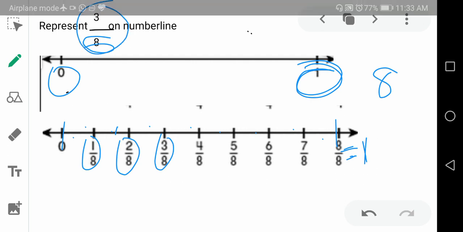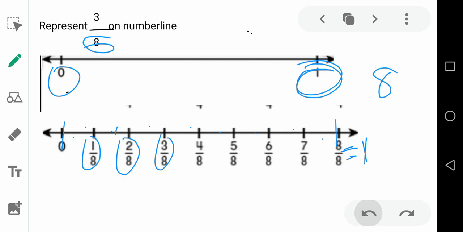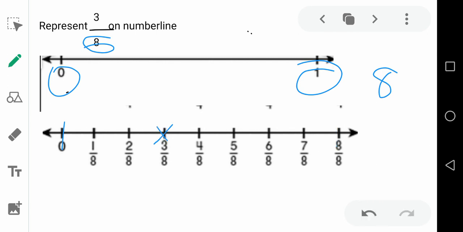Now you want to mark 3 by 8, right? So what will you do? So after marking this, what you can do is, just put one cross. Either you can put one cross or you can just circle 3 by 8. So nothing is difficult, only don't make any mistakes.